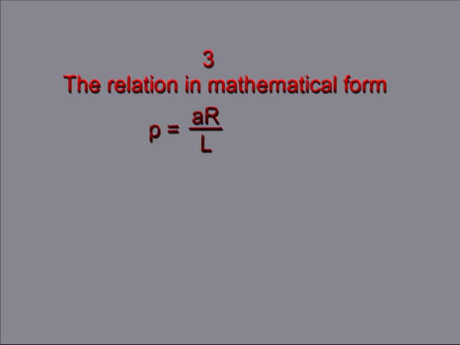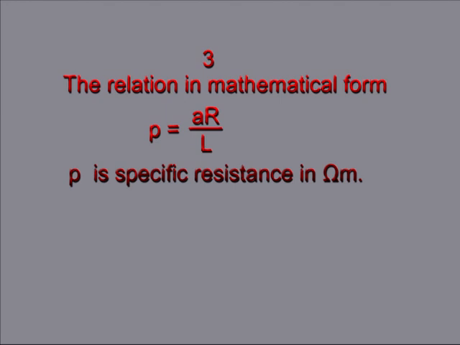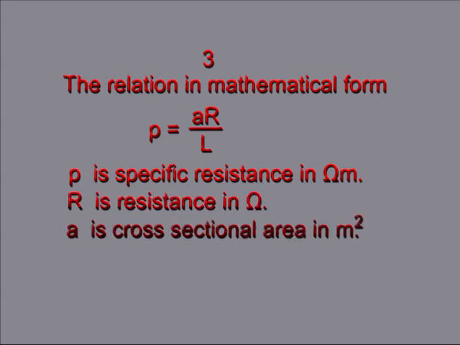P equals AR divided by L. P is specific resistance in ohm meter. R is resistance in ohms. A is cross-sectional area in meters squared. L is length in meters.